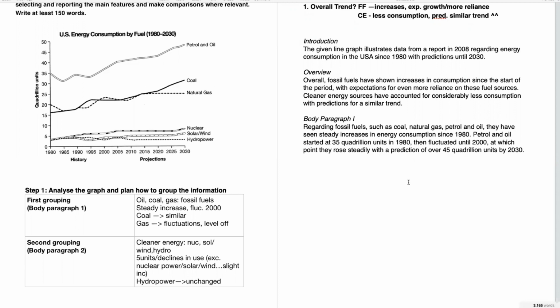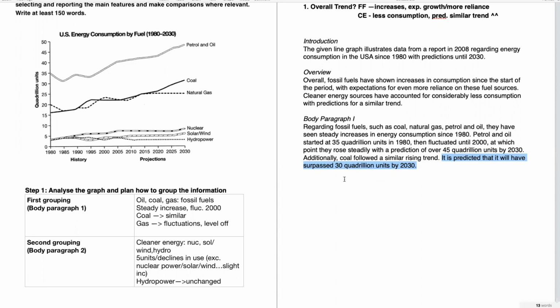So now I'm going to talk about coal. So I'll say additionally, coal followed a similar rising trend, which is what we have here in our notes. And then about that rising trend, I'll talk about the prediction, and I'll say it is predicted that it will have surpassed 30 quadrillion units by 2030. Now, this is a really important sentence, which we will talk about at the end when I go over the language used.